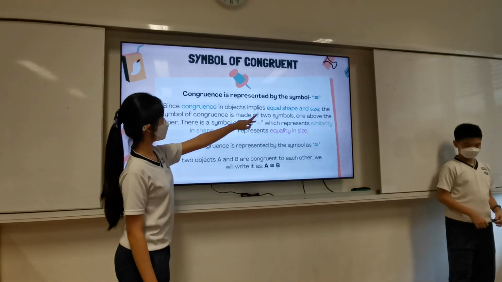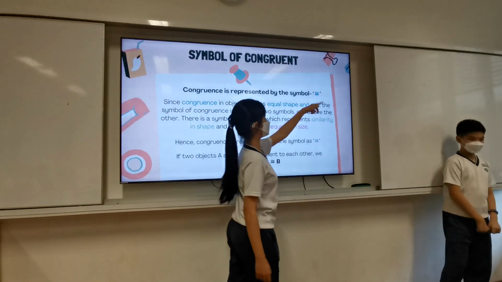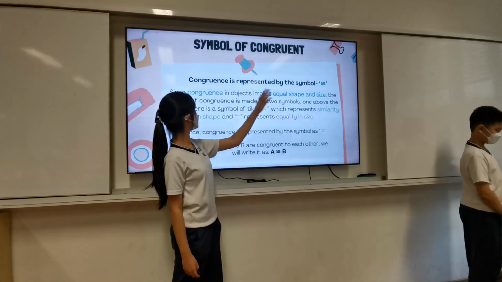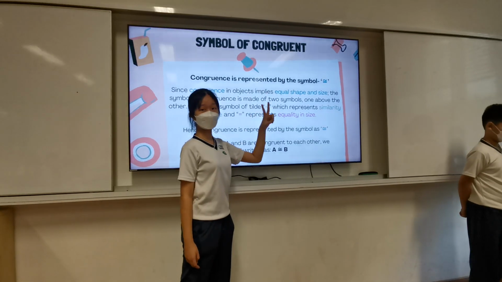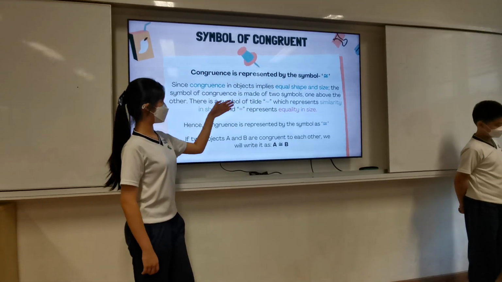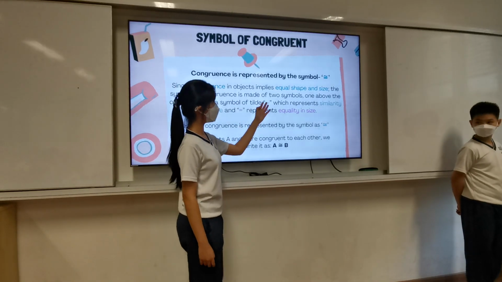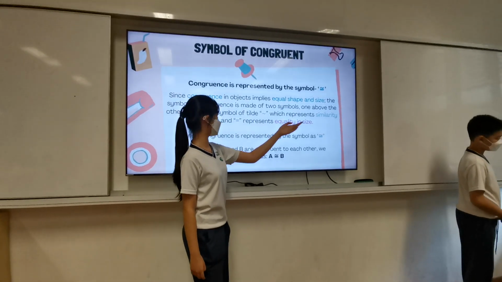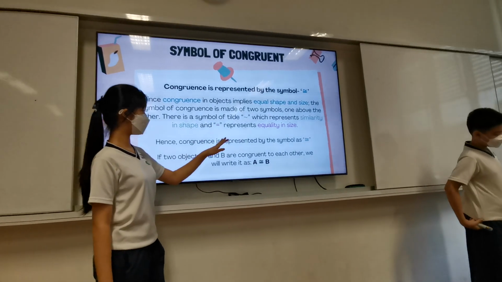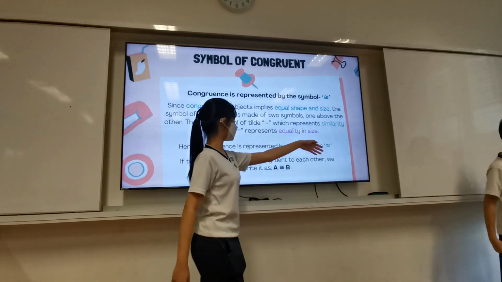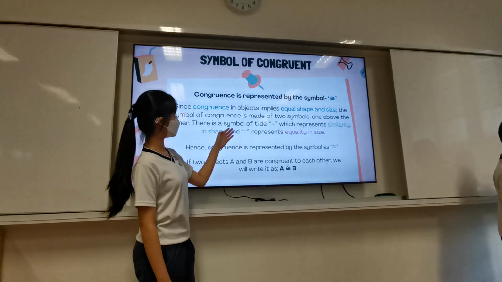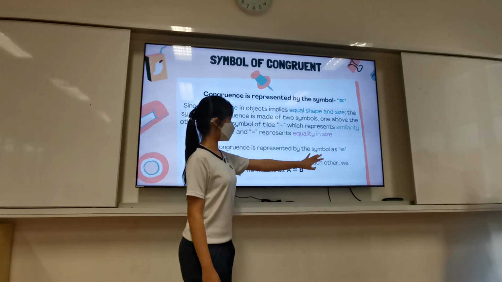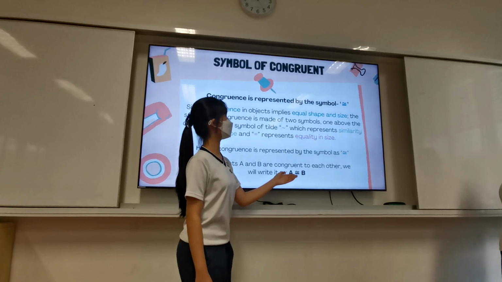Now let's look at the symbol of congruence. Congruence is represented by this symbol here. Since congruence in objects implies equal shape and size, the symbol of congruence is made of two symbols, one above the other. There is this symbol here, which is called the tilde, which represents similarity in shape, and the equal sign here represents equality in size. So congruence is represented by this symbol here, because congruence means that they are the same in shape and also the same in size. Now if two objects A and B are congruent to each other, we can write it as this. Next slide.